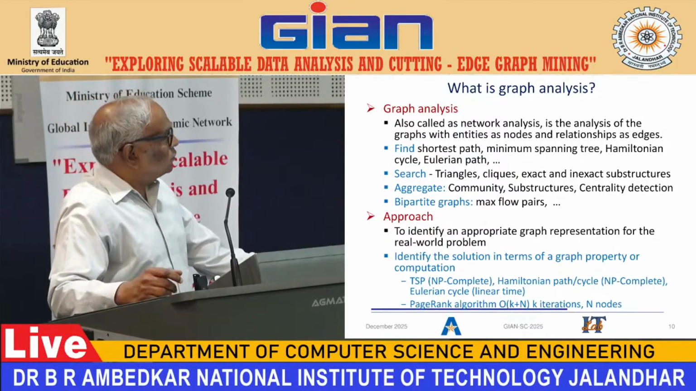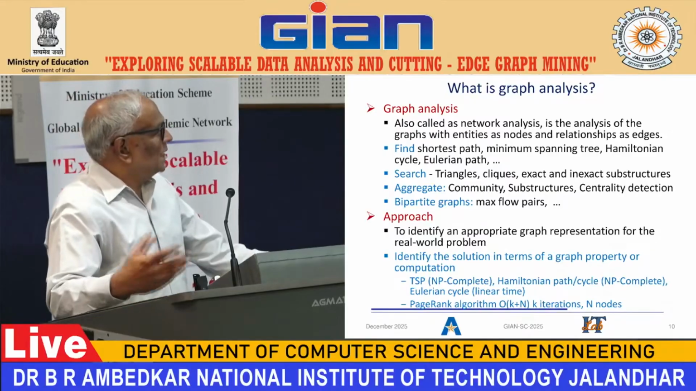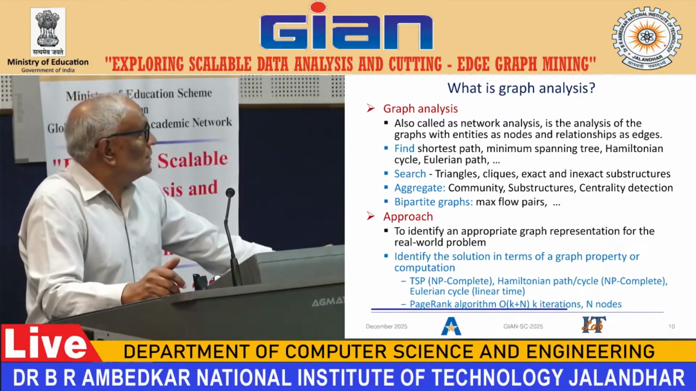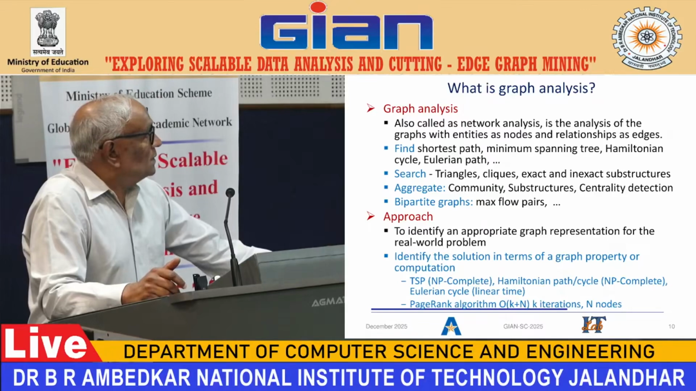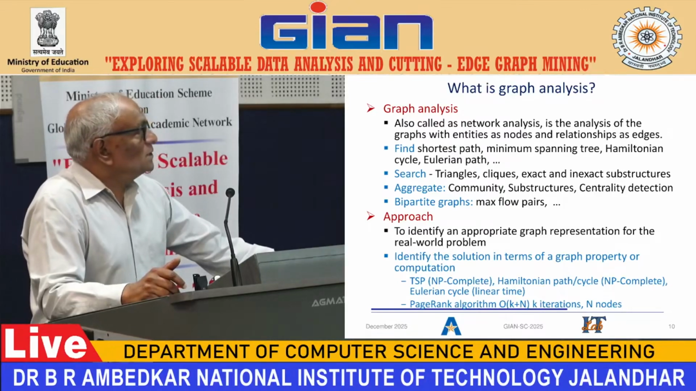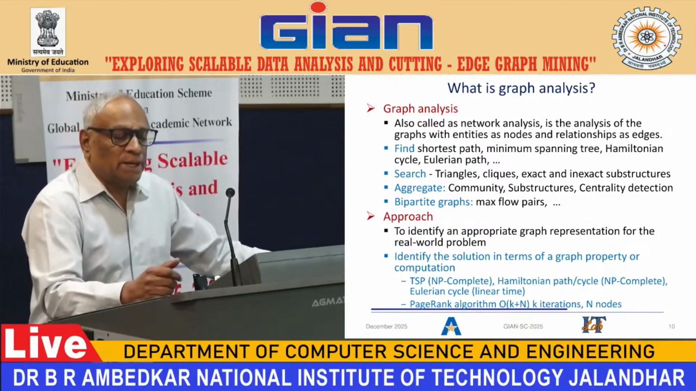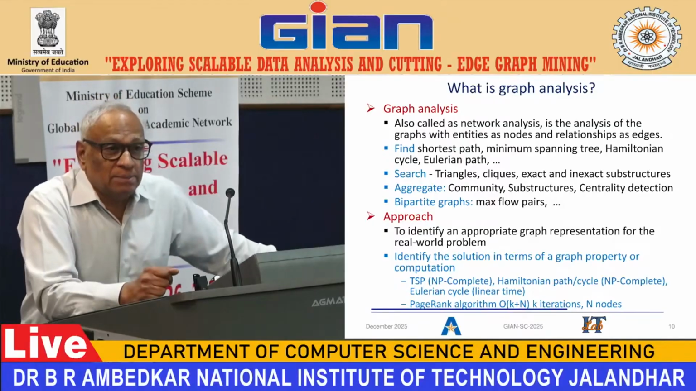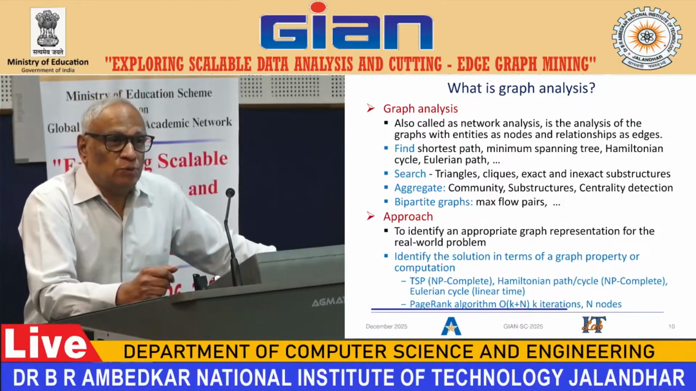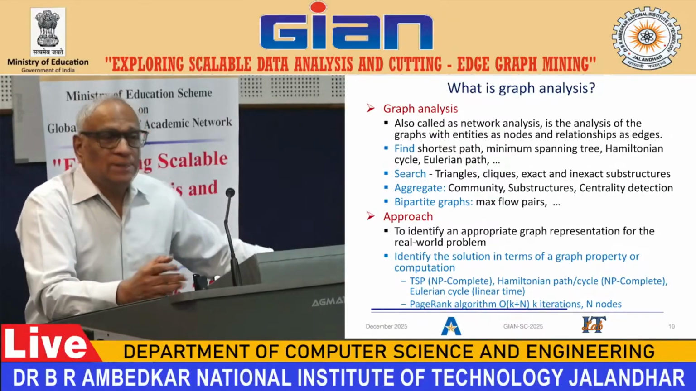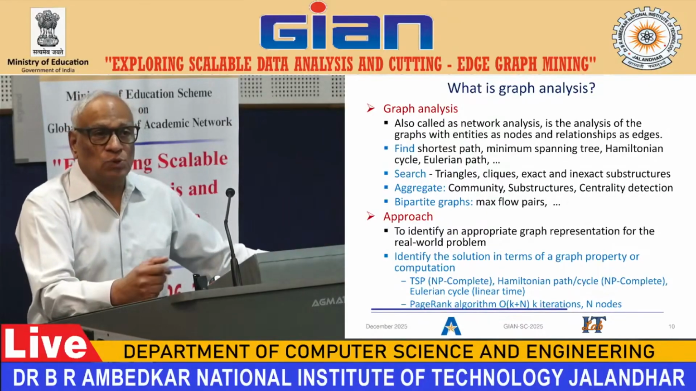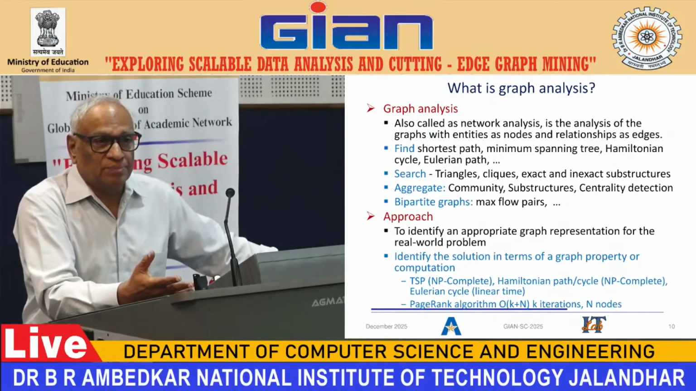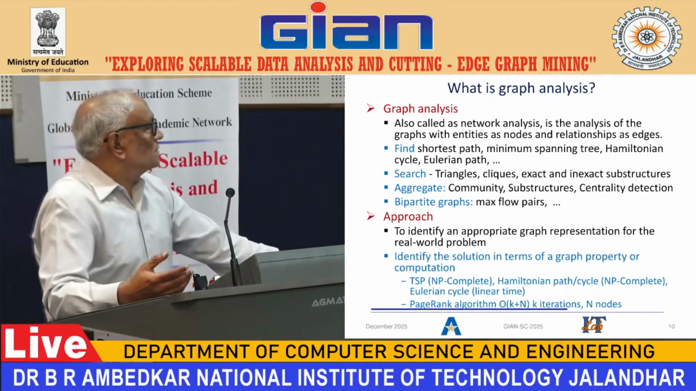So graph analysis, also called network analysis, so graphs, networks, monoplexes are all the same terminology for graphs, is the analysis of graphs with entities as nodes and relationships as edges. So Facebook is a good example for you. LinkedIn is a good example for connected relationships. Twitter is a good example for follows, followed-by relationships. They're all graphs. So Twitter is actually represented as a graph and analysis is made on graphs. Otherwise, it's very difficult to do the analysis.